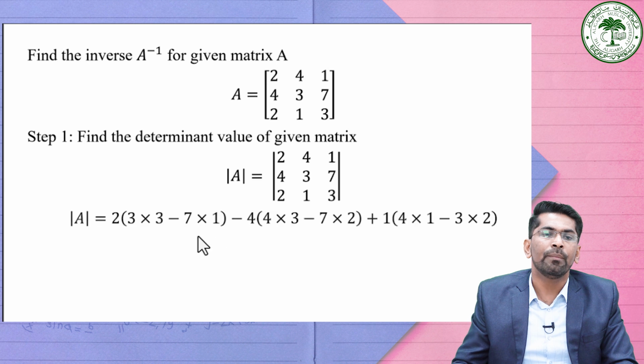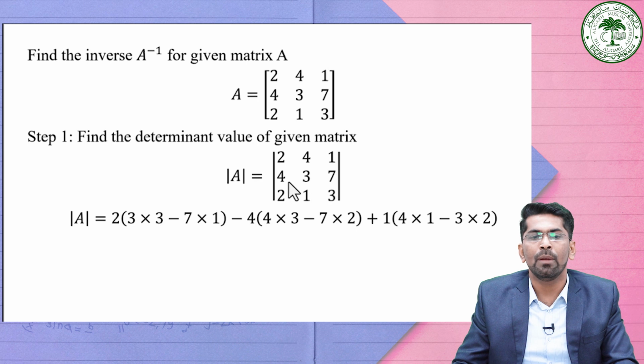See, it will become, taking the first element, that is 2, we are going to cross the first row and column, then what is remaining? It is 3 into 3 minus 7 into 1. Minus the second element, that is 4 into, then crossing the second column and the first row, that is 4 into 3 minus 2 into 7 or 7 into 2, plus the third element, that is 1 into, crossing the first row and the third column, it will be 4 into 1 minus 3 into 2.